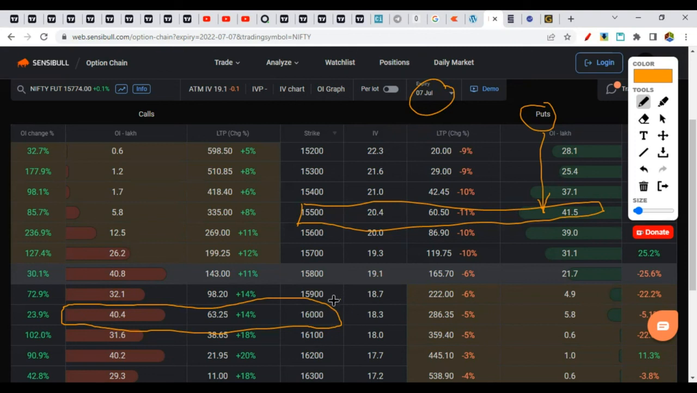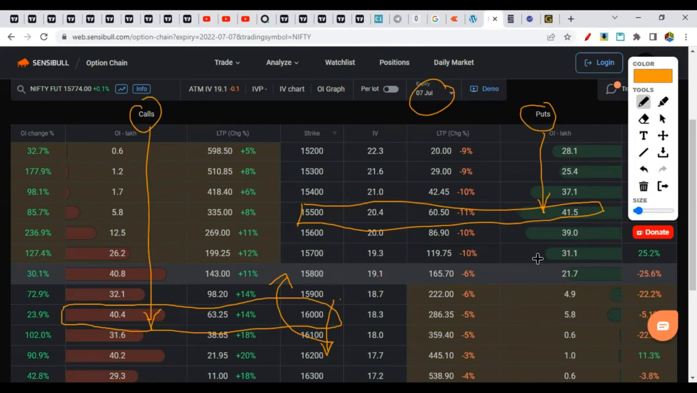So a bounce above this will mean that we will face resistance and drop on the downside. This is the major resistance. Anything that is in the thousands will not be broken easily. That's what you can remember. This is the call open interest. You can see here 40 lakh call writers are present, and here 41 lakh put writers are present.